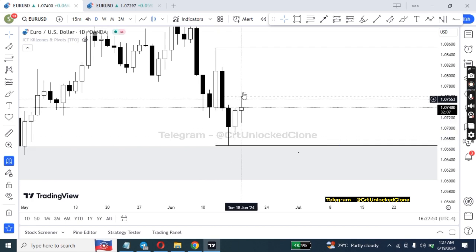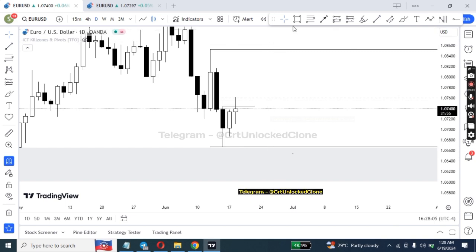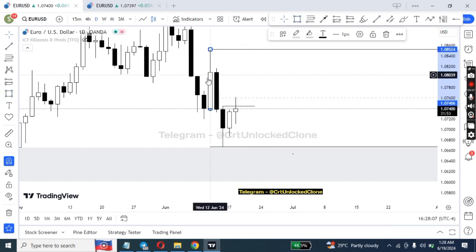Now you can see right here that we have this candle right here as well on the daily time frame, right? Right, and we have also this order block.